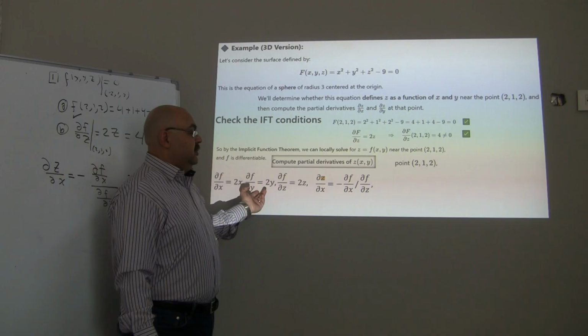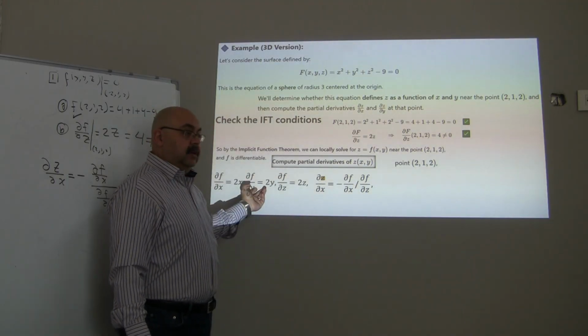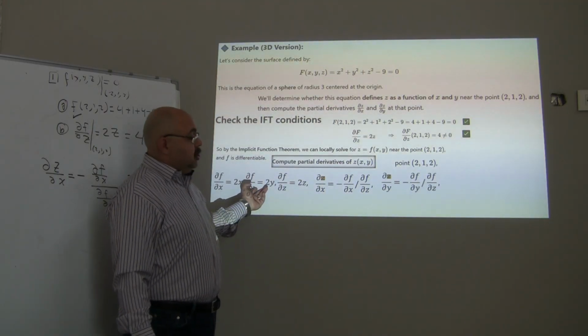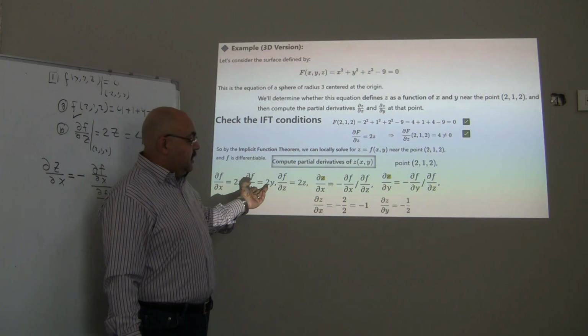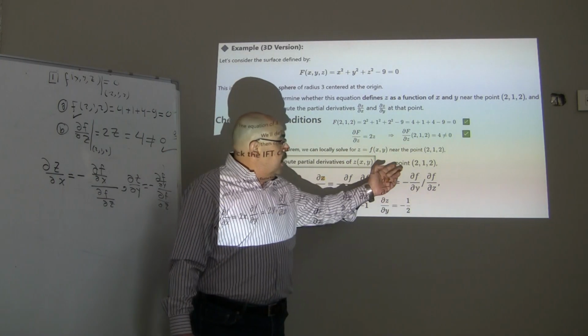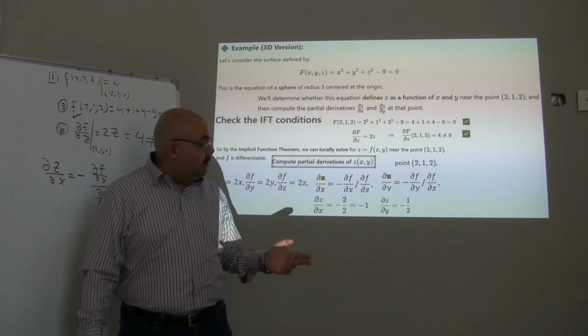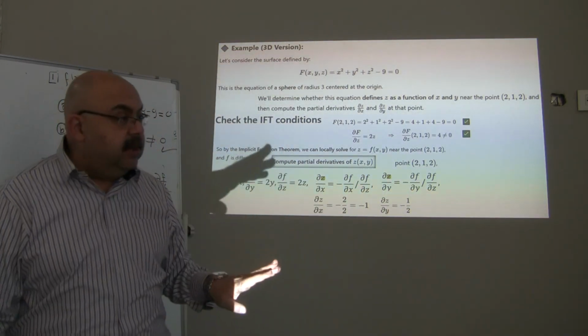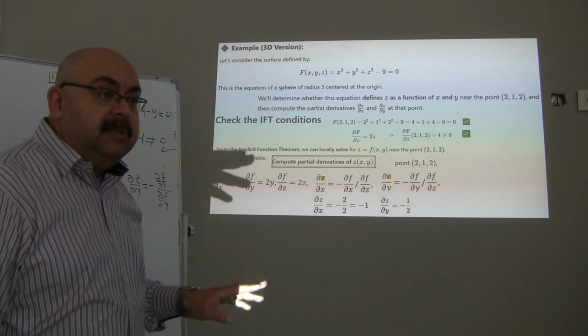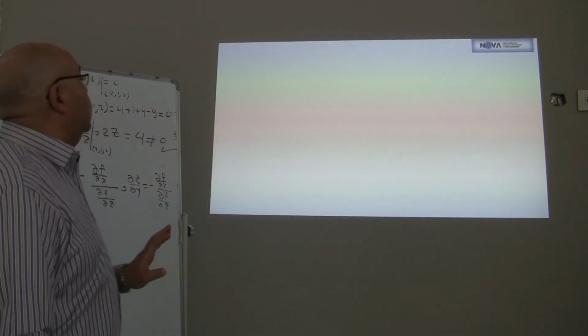So it's going to be y over z, I'm sorry, negative x over z. And for the other partial derivative, it's going to be exactly the same. So it's going to be 2y over 2z, so it will end up being negative y over z. Just making direct substitution. Okay, very good.